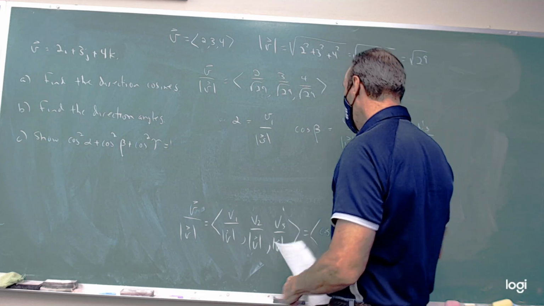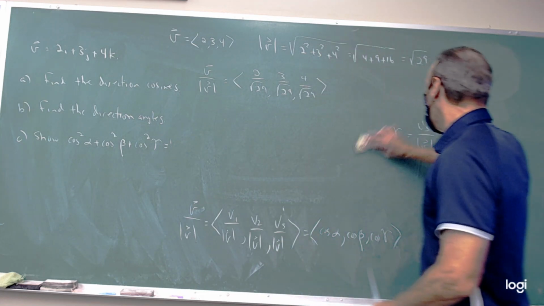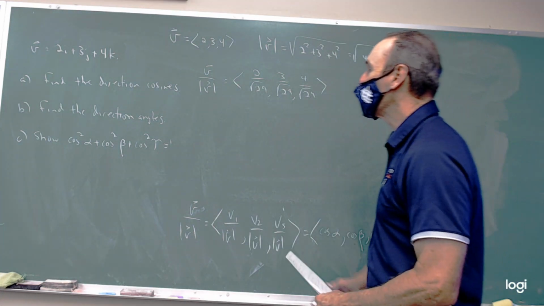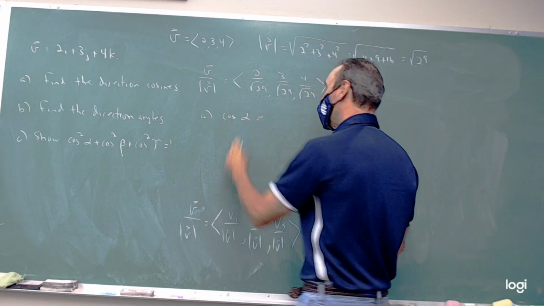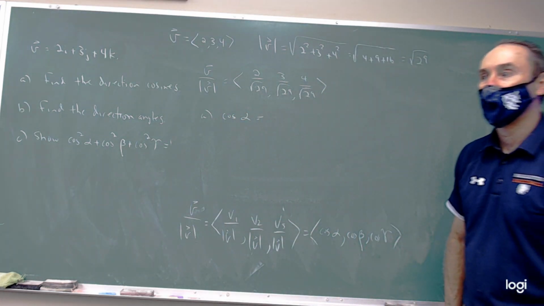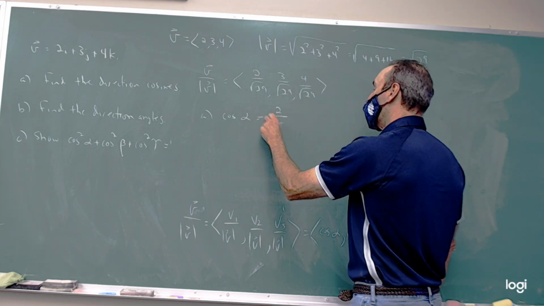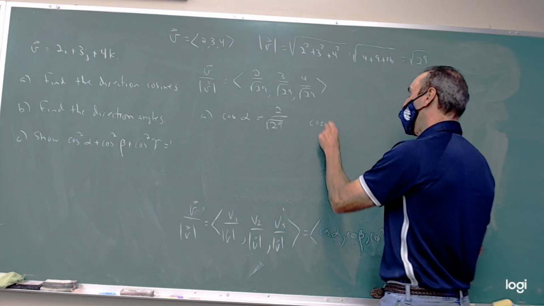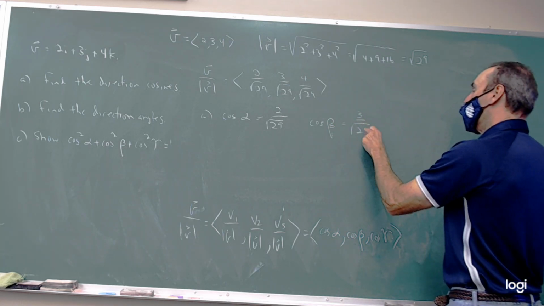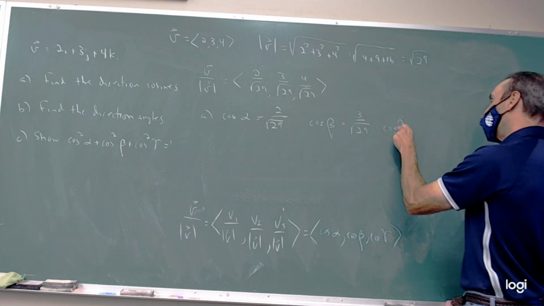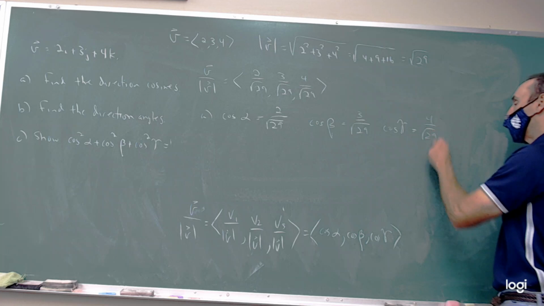Okay, so now that's supposed to be helpful, and I'm about to destroy the evidence, so I hope you took good notes. So part A, the direction cosines are going to be that the cosine of alpha is 2 over square root of 29, that's the x component, and the cosine of beta is 3 over square root of 29, and the cosine of gamma is 4 over square root of 29. There you go. Kind of cool.